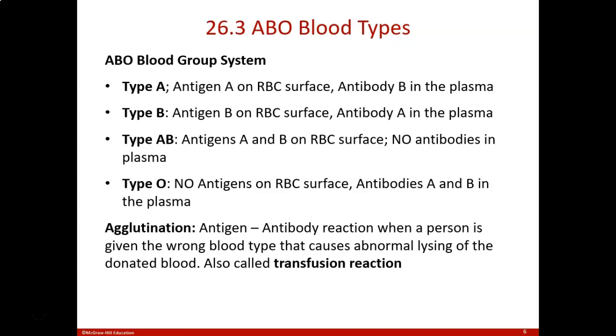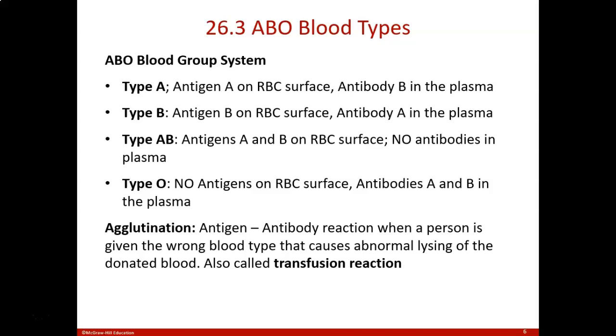Antigen A means that that individual is used to seeing that blood type within its system. But if blood type B were to be introduced into that blood type, then it would create an antibody towards it because it's not used to seeing it. And so antigen A has antibodies in the plasma to type B.